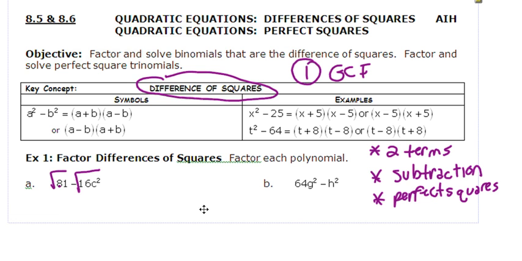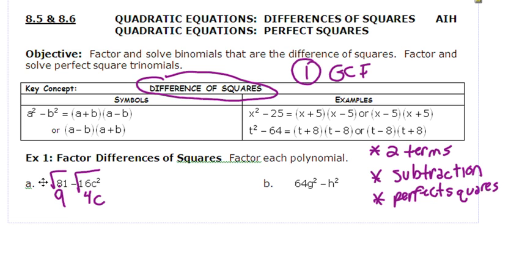So, the square root of 81 is 9. The square root of 16 is 4. And anytime you have an even exponent for your variables, that's also a perfect square. The square root of anything squared is just the number, so it would just be c. So this is perfect squares.